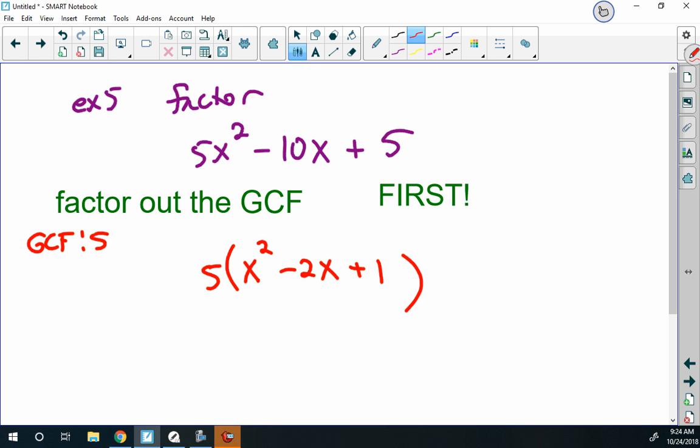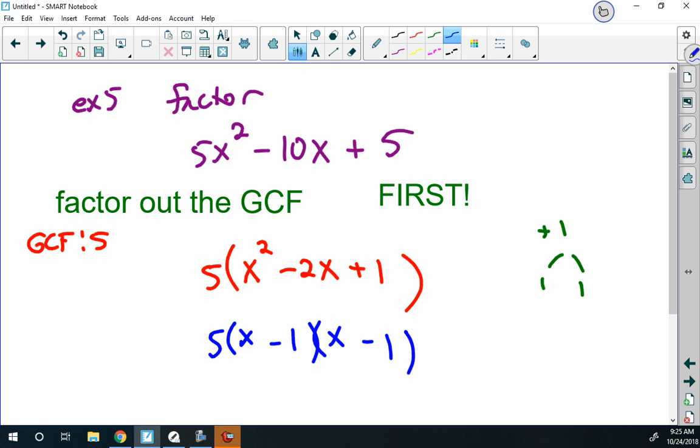Oh, this is weird. Maybe this doesn't factor, because 1 doesn't have factors that add up to 2, does it? Scratching my head. 1's only factors are 1 and 1. What the heck? 5 times x and an x. What's going to happen here? It does work? What are we going to have to do? Minus 1 here, and then minus 1 again? Yeah. And this one's a special one that we'll be talking about on Friday.